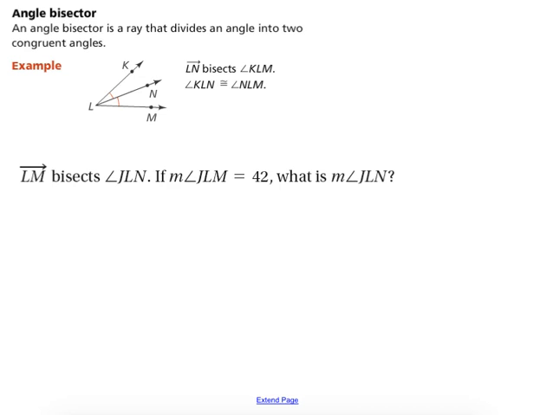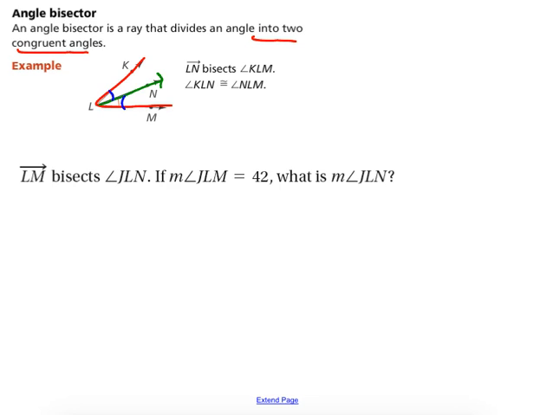Now an angle bisector is just like a segment bisector, and all it is is a ray that cuts our angle into 2 equal angles. So here's my big angle here, and then this ray right here, LN, is bisecting it. So it's giving me these 2 congruent pieces.